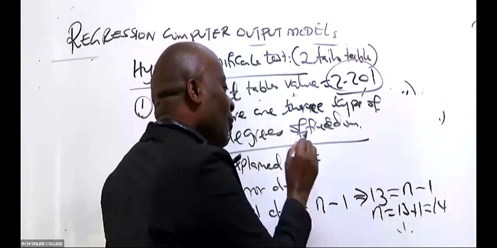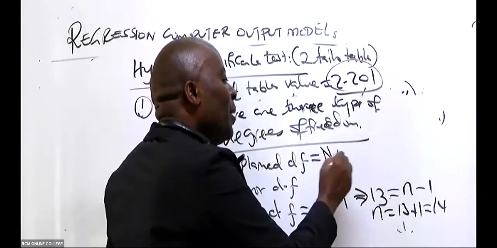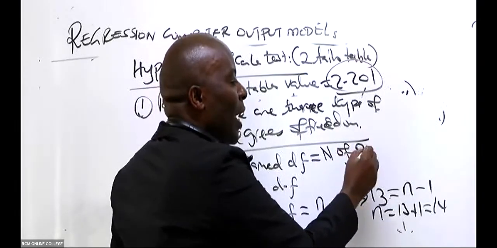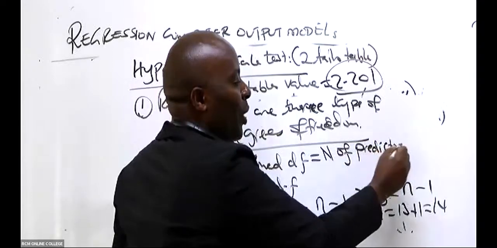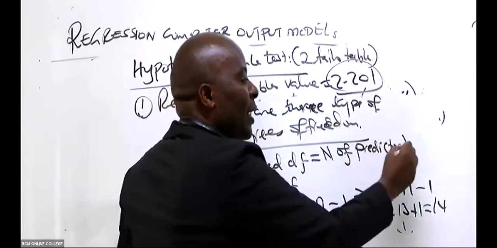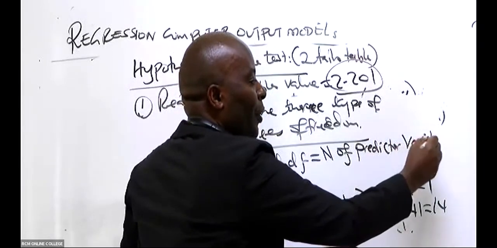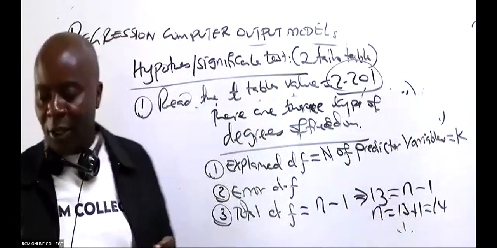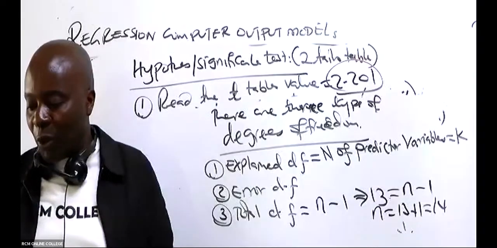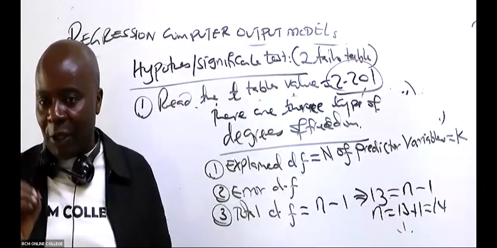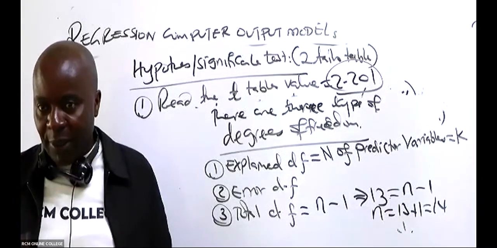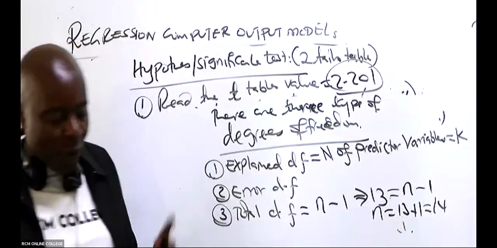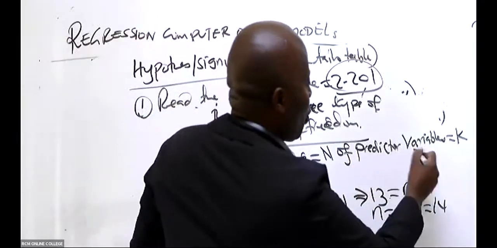Now, please listen to me very well. The explained degrees of freedom will always be equal to the number of predictor variables, which will be equal to k. Are you able to remember the number of predictor variables that we have in this question? How many predictor variables do we have in this question? So k will be 2. Thank you so much. So this is 2.